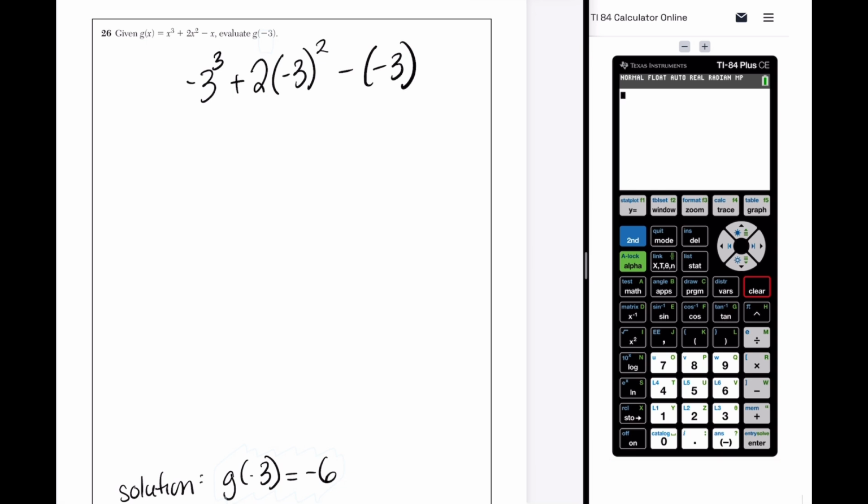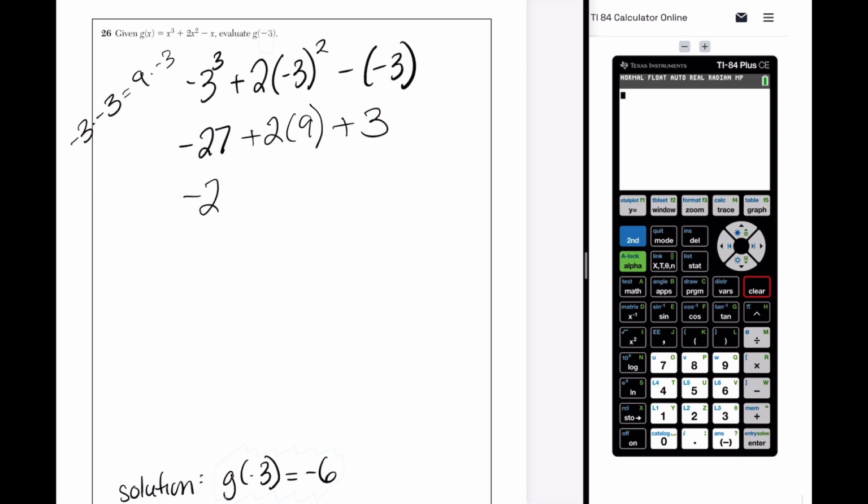If it was just 3 to the third power, we know it's 27, but it's negative 3 to the third power, that would be negative 27. Why? Because negative 3 times negative 3 would give me positive 9. And then if I'm multiplying that by negative 3, that's where I'm going to get negative 27. Negative 3 squared is just going to be 9. And minus negative 3 is going to be like a plus 3.